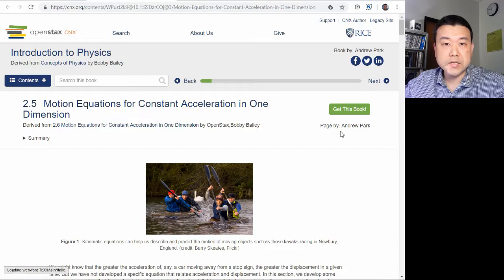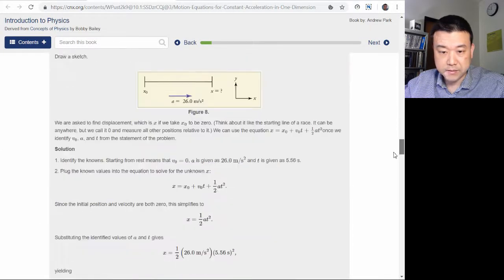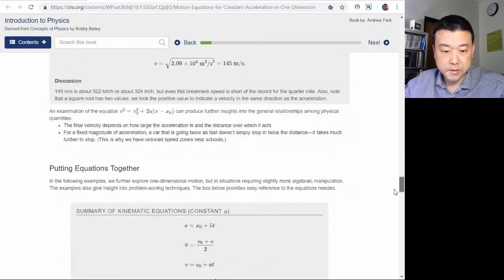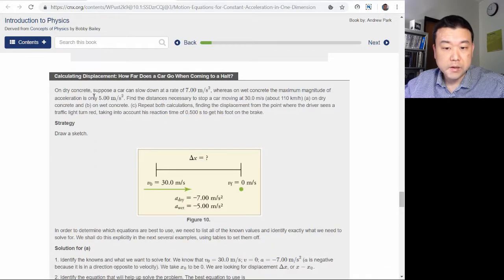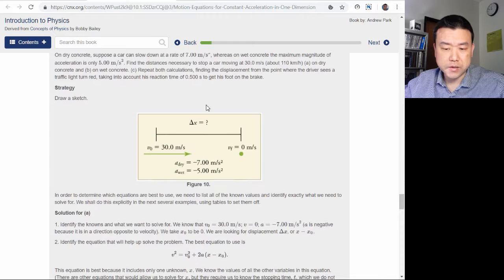So in section 2.5, if you scroll down to almost the end, is where the example calculating displacement is: how far does a car go when coming to a halt? And it's the exact question. And this can be a difficult question.